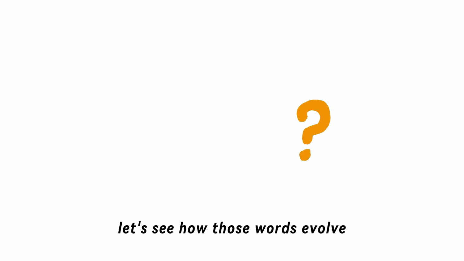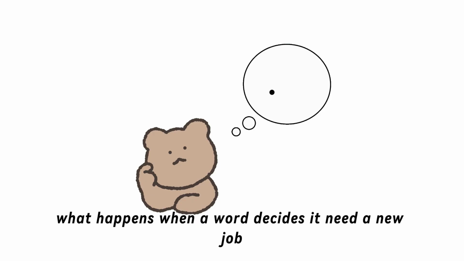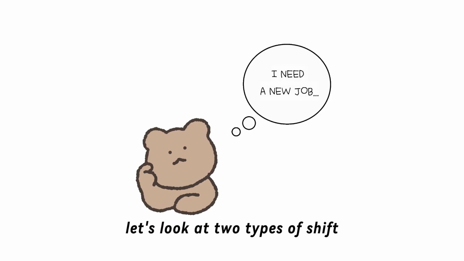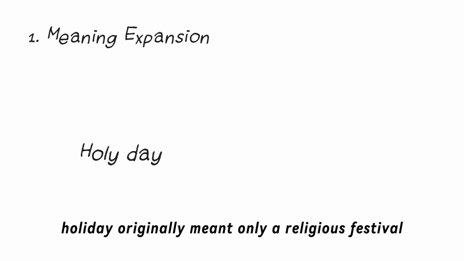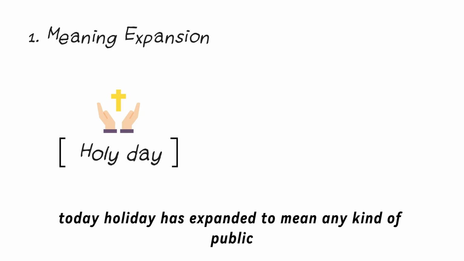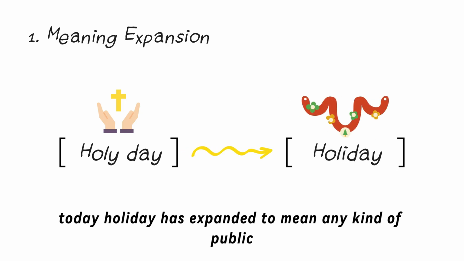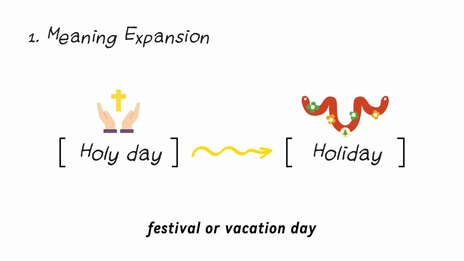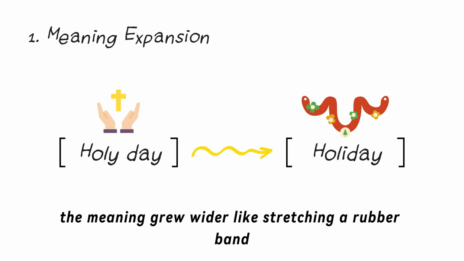Now, let's see how those words evolve through semantic shift. What happens when a word decides it needs a new job? Let's look at 2 types of shift. For example, holiday originally meant only a religious festival. Today, holiday has expanded to mean any kind of public festival or vacation day. The meaning grew wider, like stretching a rubber band.